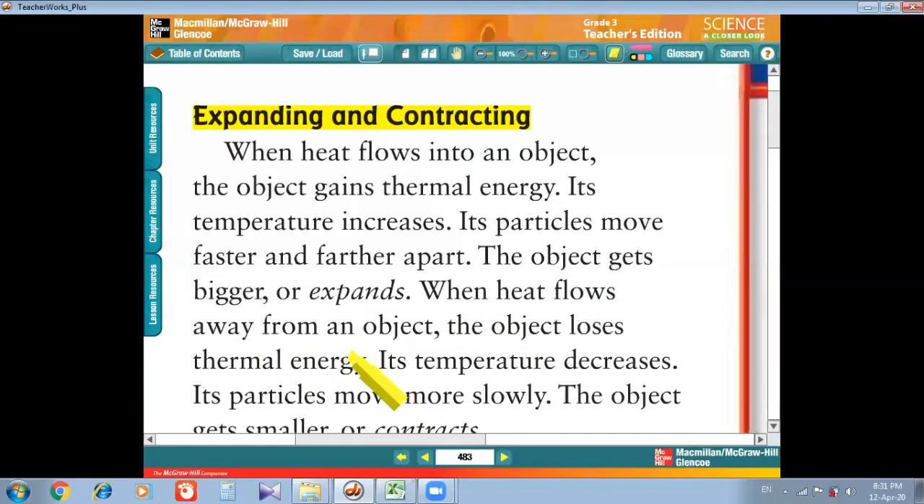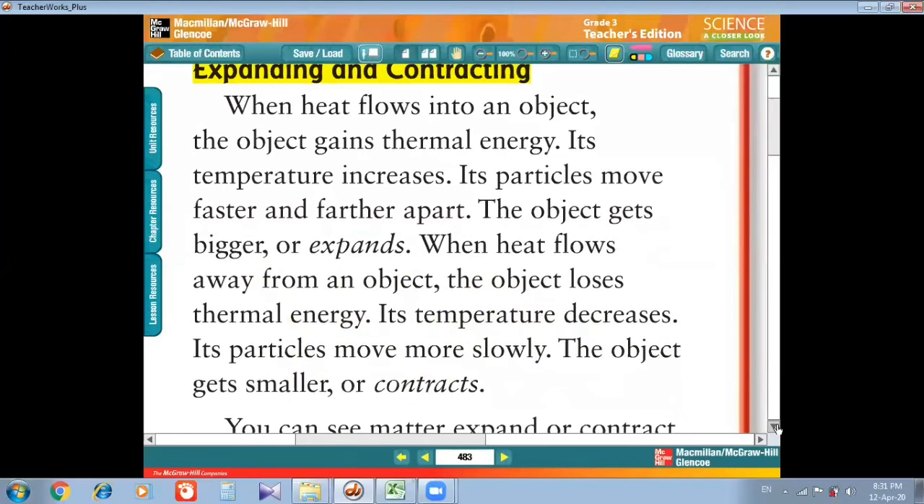On the opposite, when heat flows away from an object, when heat is taken away, the object loses thermal energy. Its temperature decreases. Its particles move slowly. The object gets smaller or contracts.